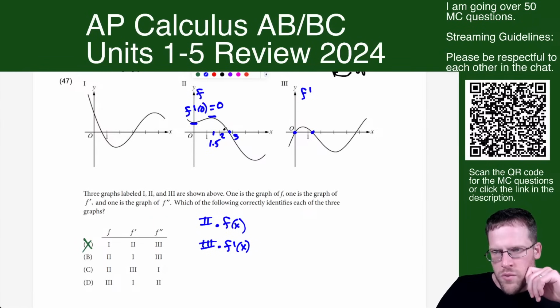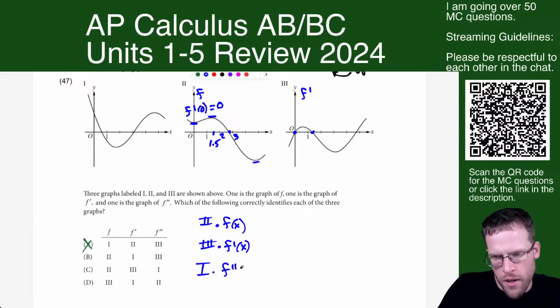So I'm sorry, it starts to decrease at 1.5 and then it starts increasing again at the end. So yeah, see, f prime is negative on this whole space, which means f is decreasing. So this is looking good. And then Roman numeral 1 by process of elimination would have to be f double prime.